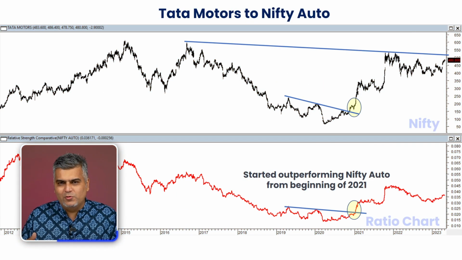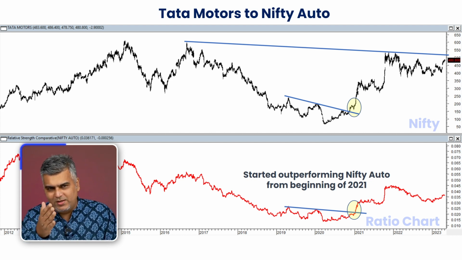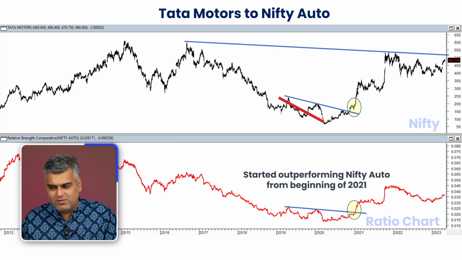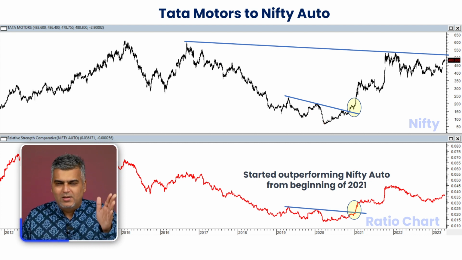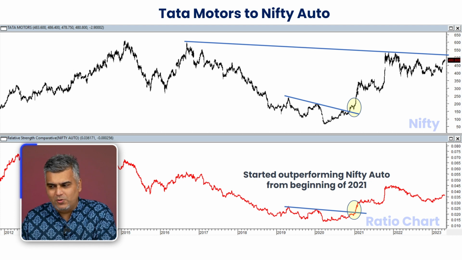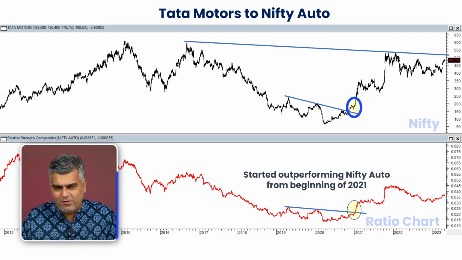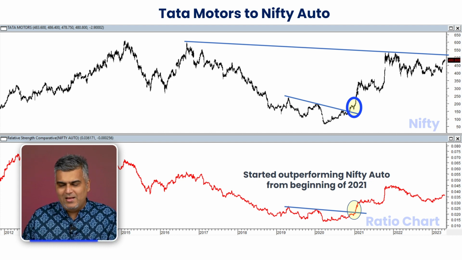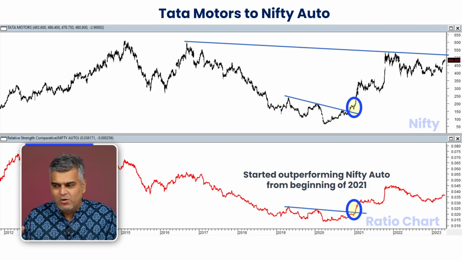Similarly, in the end of 2020, what do you notice? Tata Motors, which was an underperforming stock all through the last 5, 6, 7 years, when you look at the ratio chart, it kept on underperforming the Nifty Auto Index. Sometime in 2021, we start seeing a breakout in terms of price on the Tata Motors chart as well as on the ratio chart. What happens? The stock goes from 150 to 540. So when you coincide the chart along with the ratio chart, it gives you a lot more conviction.